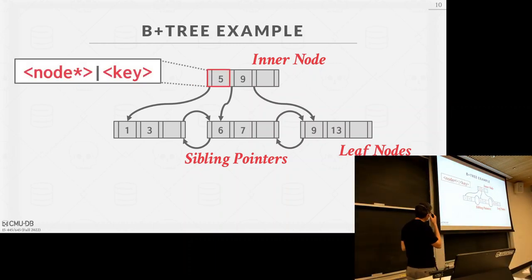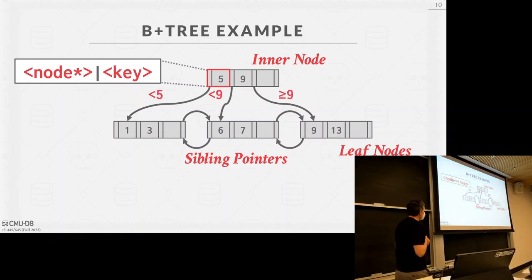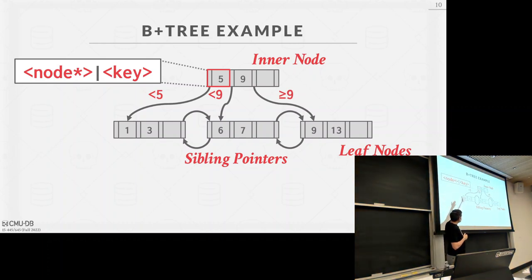The composition of each node is key-value pairs, where within a node you have an array of key-values. Between each key-value pair, you have a pointer to another node that says which direction you would go down below, right? So at this top node here, we have 5 and 9. Before 5, we have a pointer to the leaf node down here. Since the key is 5, the pointer would point us down to a node where we're guaranteed that it would only contain keys where the key is less than 5.